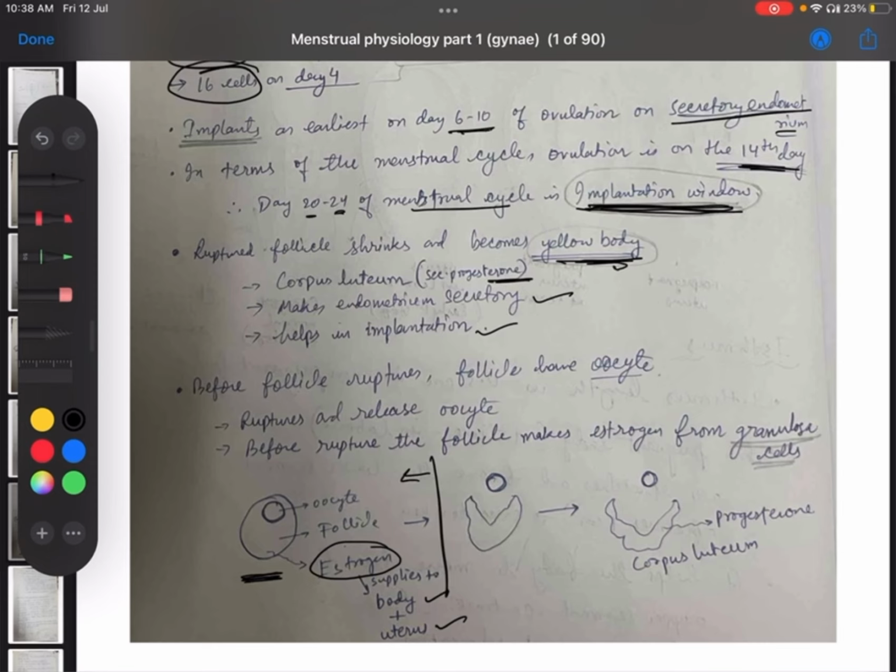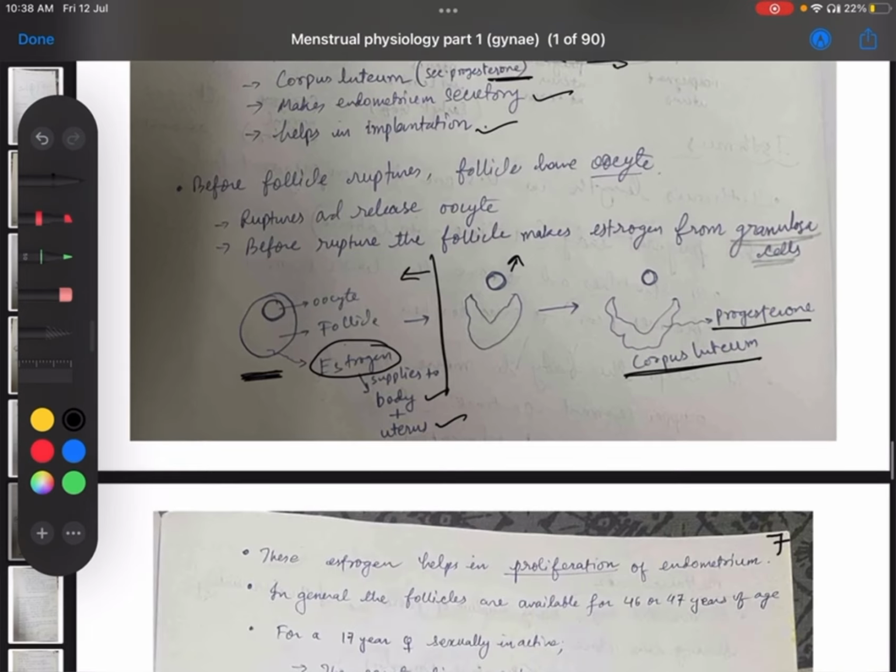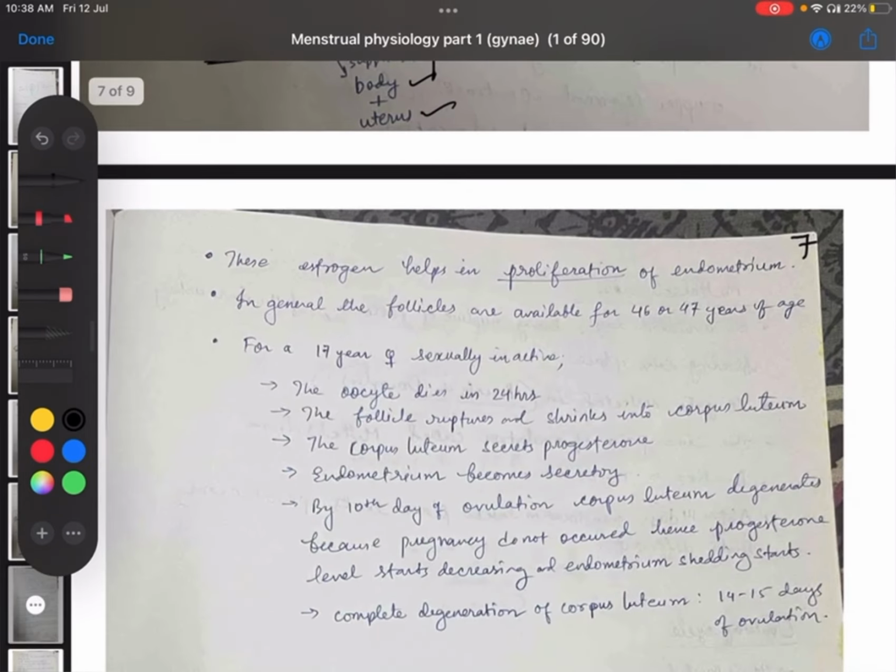After the rupture, the oocyte goes into the ampulla, and the ruptured follicle is now called the corpus luteum, which constantly secretes progesterone, which gets supplied into the body. Now, the main function of progesterone is to hold the endometrium, that is, to supply the endometrium. The estrogen, where does it come from? It comes from the growing ovarian follicle. It helps in the proliferation of the endometrium. That means the endometrium is getting developed.